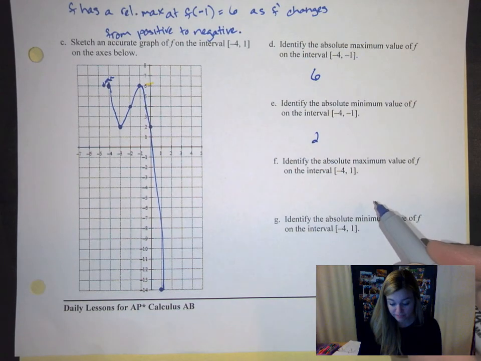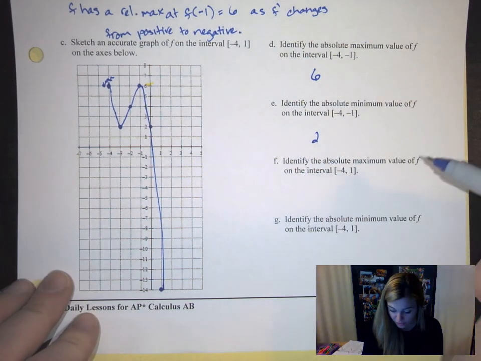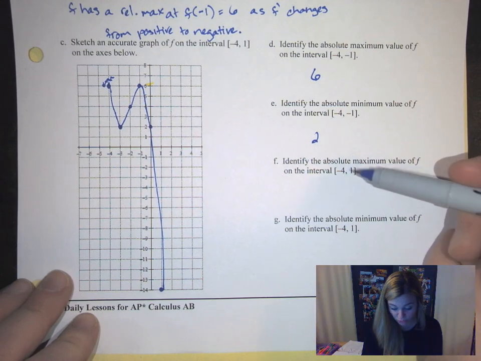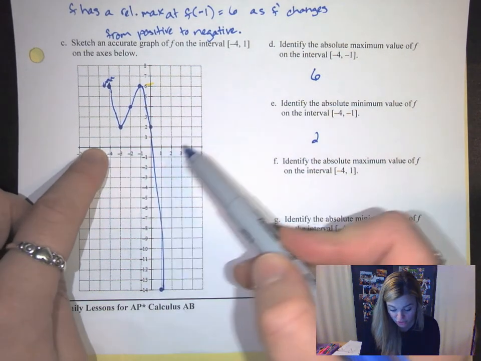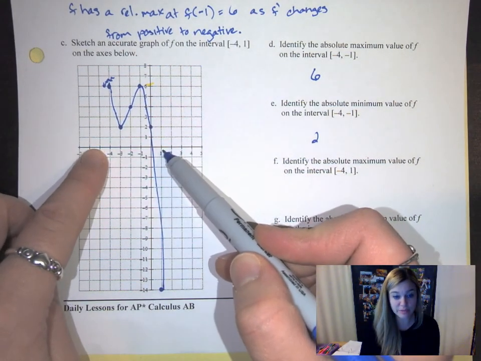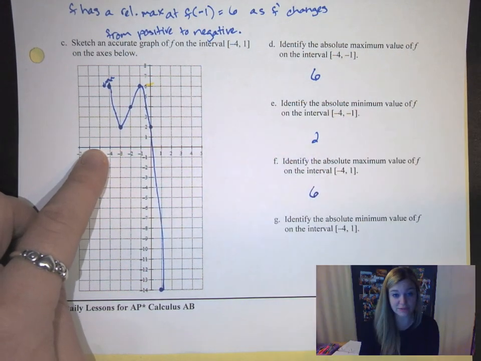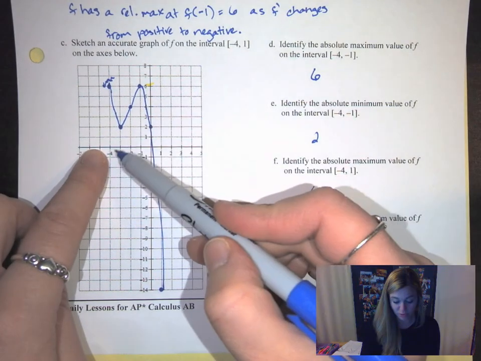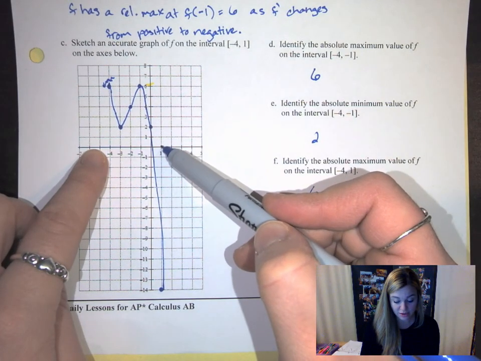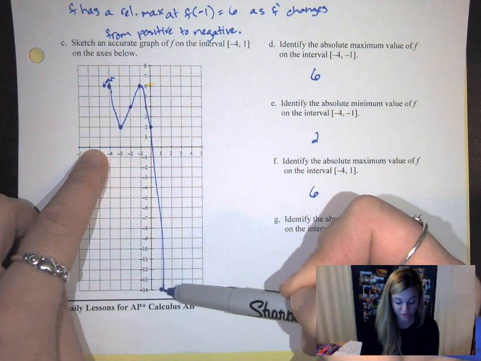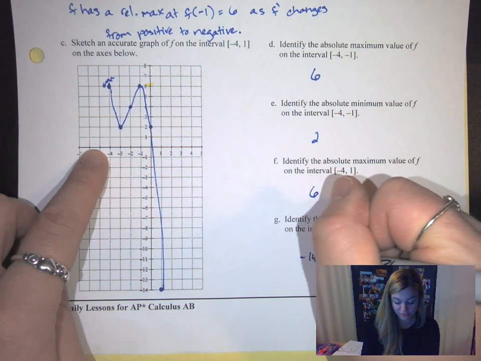Absolute maximum, this is from -4 to 1. So the whole way from here over here, what's the absolute maximum going to be? Again, this function value, the y value of 6. Absolute minimum, now I'm going from -4 the whole way to 1, and I can see this minimum is going to be down here at -14.